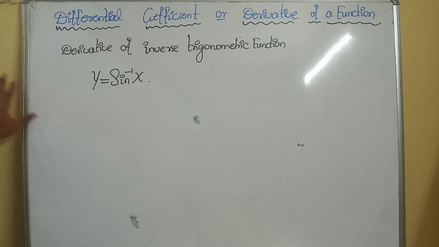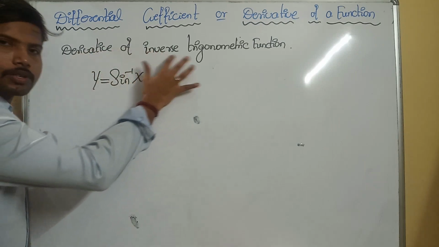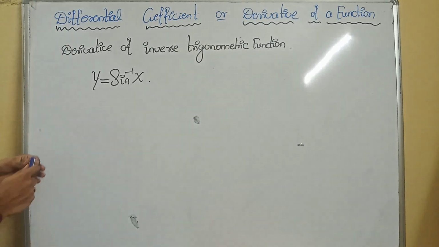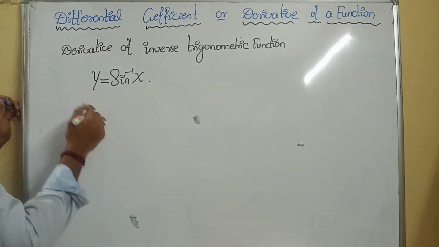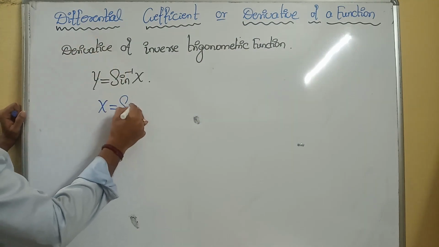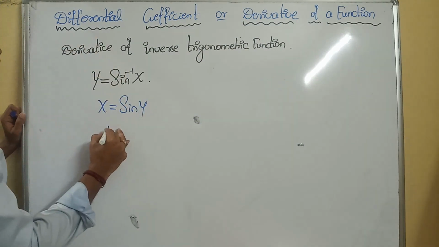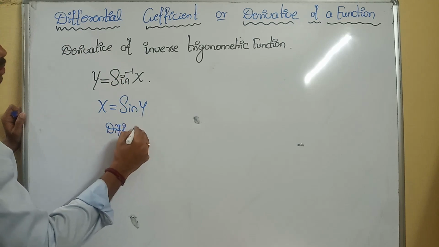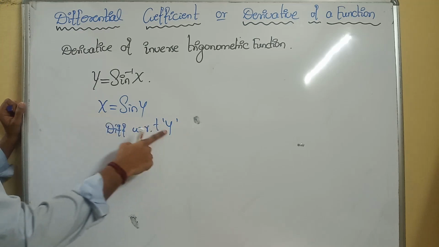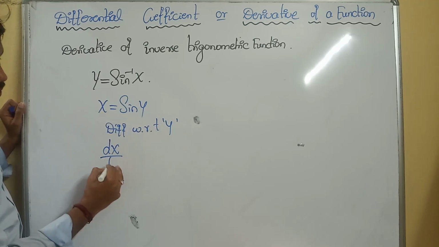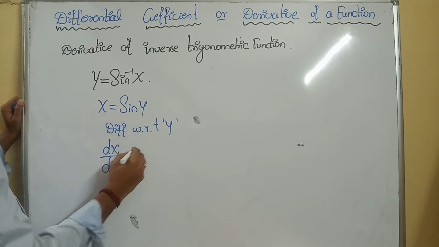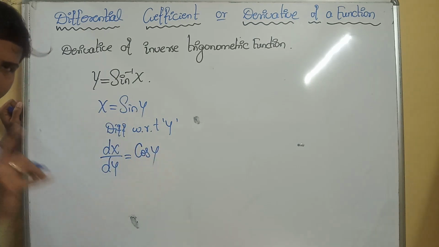The next aspect is derivative of inverse trigonometric functions. First one is y is equal to sine inverse of x. How to find the derivative of sine inverse of x? Let it be x as it is, sine inverse on the left hand side, it will be x equals sine y. Understood clearly? Now differentiating with respect to y, x with respect to y is dx by dy. Whether you understood properly? What is the derivative of sine y? It is cos y. Getting my point?